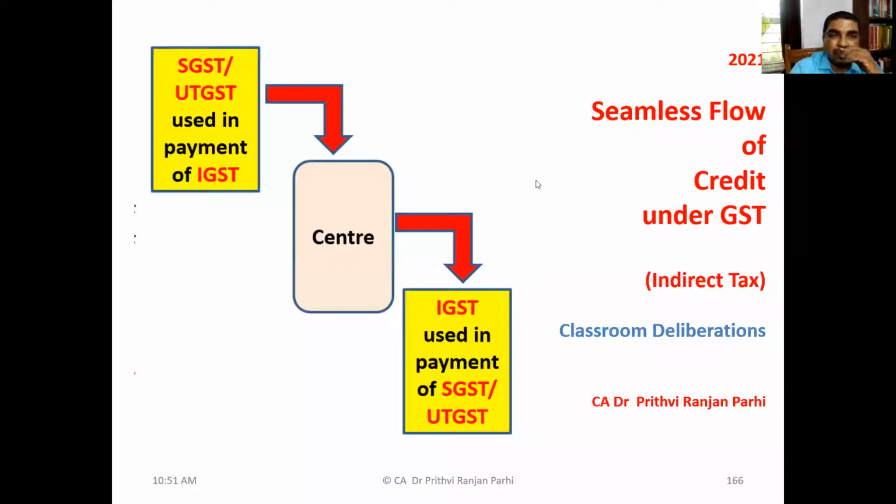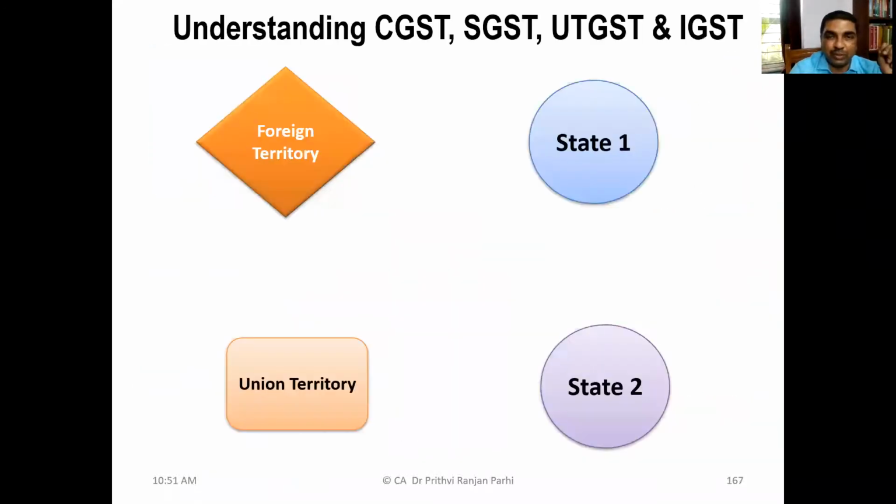If you look at this picture, you can understand that SGST, UTGST, all these things are collected and they are shared among states and center. How they are shared, that concept will be more clear to you once you understand. Before that, we already have the fundamental understanding of CGST, SGST, UTGST, IGST; we have discussed this earlier. This slide is from some earlier class.